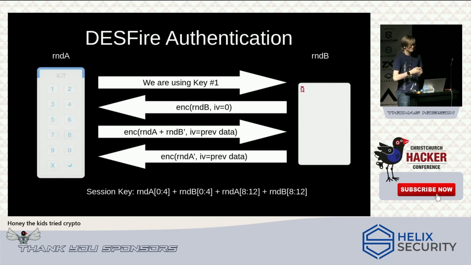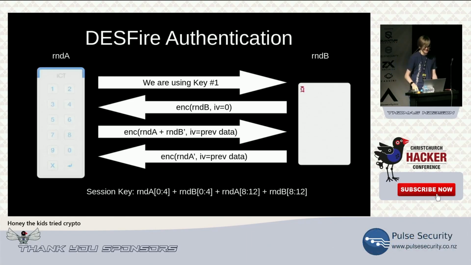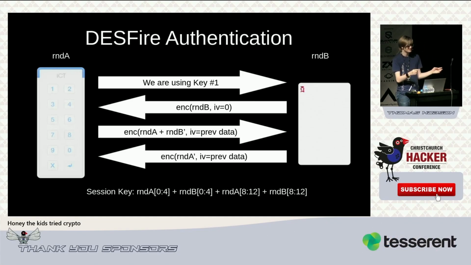And from that, we can derive a session key, taking those two random numbers and taking little parts and mushing them together. From that, we don't need to know that encryption key anymore. We've authenticated, the card's satisfied, and the reader's satisfied that we've got a session going.